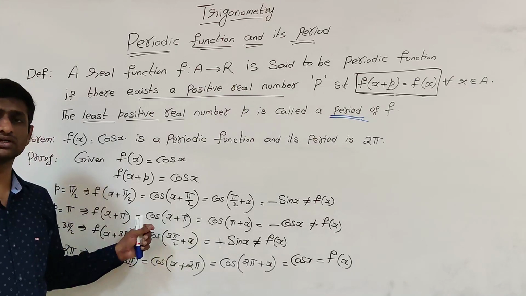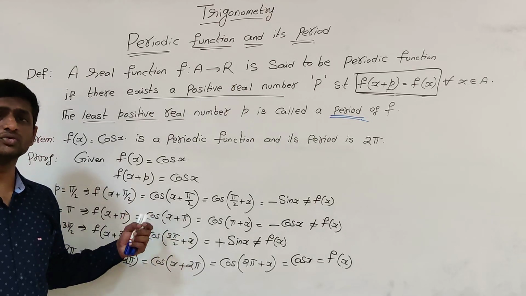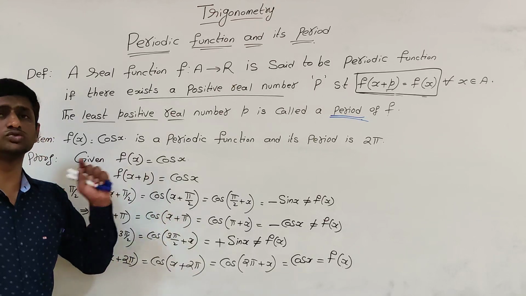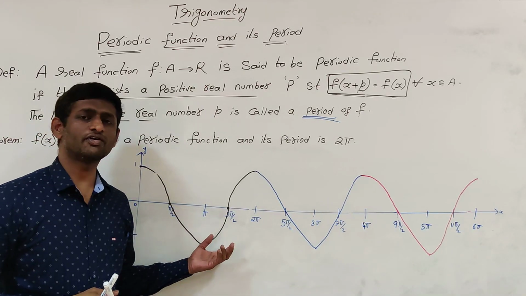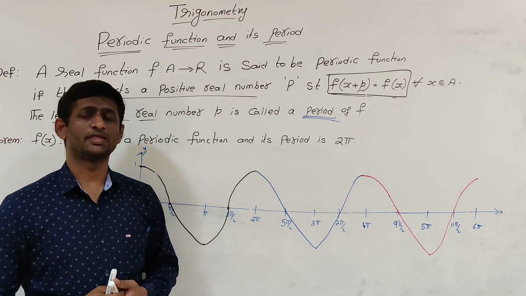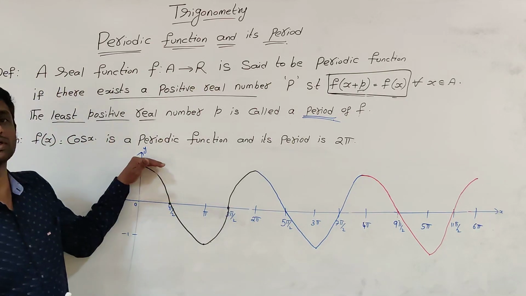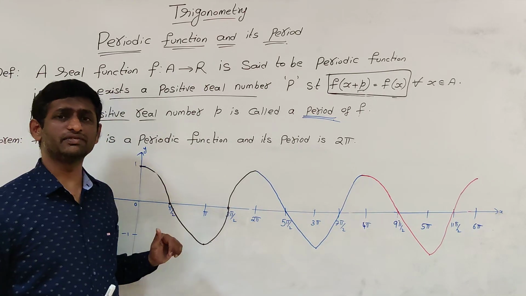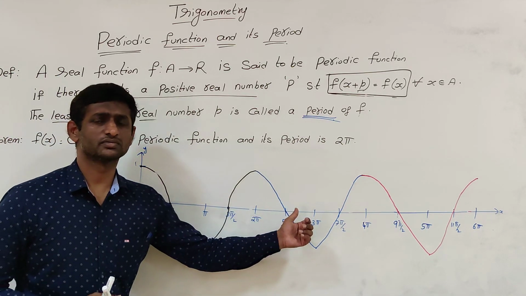Similarly, we'll go for the graph and we can check how the period is 2 pi. So the graph of cos x, as we know the domain of cos x is R and the range of cos x is the closed interval minus 1 to plus 1, meaning it again oscillates between minus 1 and plus 1, and the graph is here.